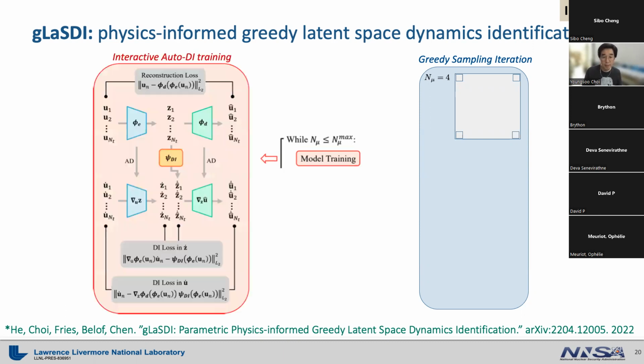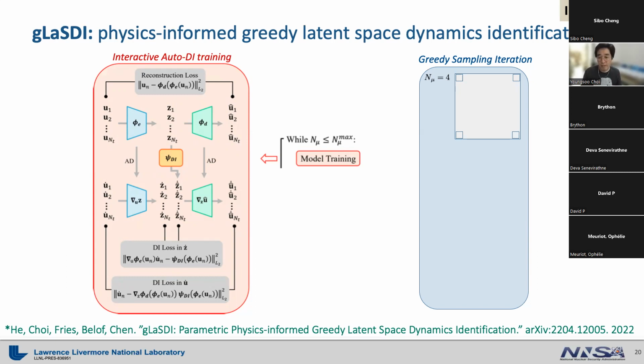Because the autoencoder and the dynamics identification steps must communicate with this adaptive sampling procedure, we combine the latent dynamics identification steps into the autoencoder training by adding the latent space dynamics regression terms as loss function terms. So there are 3 terms in total in the loss function. The first one is a typical reconstruction loss for the autoencoder, which takes the difference between the original high-dimensional simulation data and the reconstructed one through the encoder and decoder.